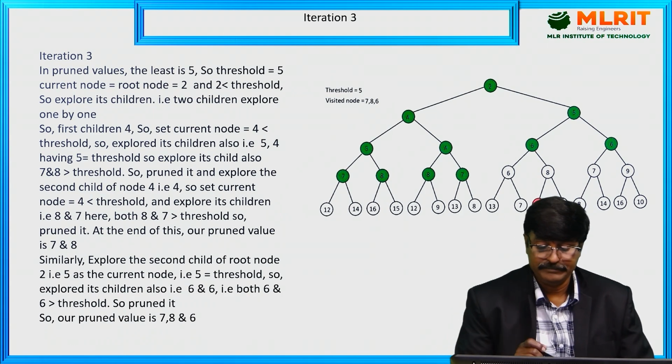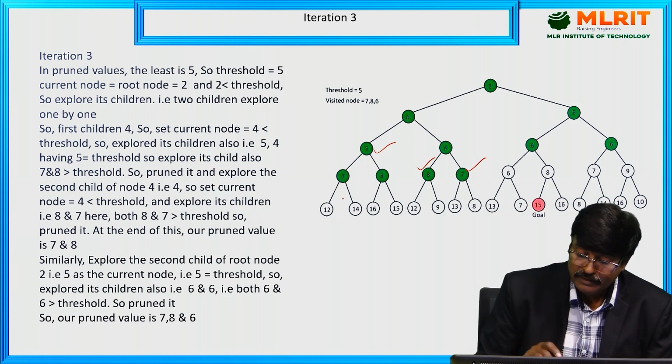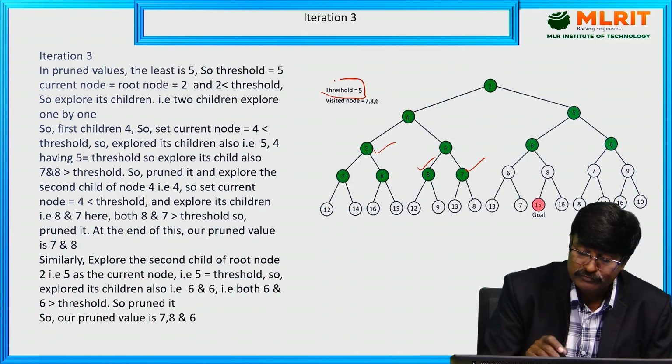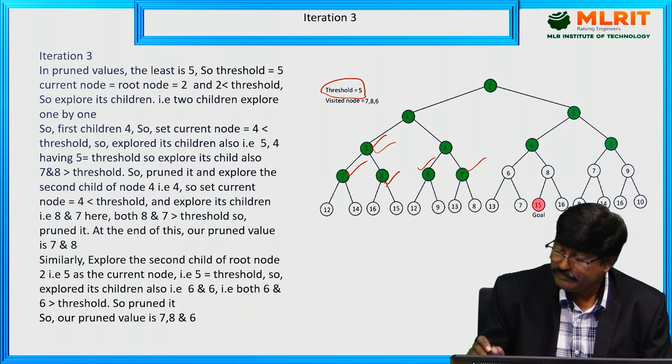Then iteration 3. In iteration 3, previously you visited these 3 nodes, and you keep them in pruned. Out of these, whichever is the least, you keep as the threshold value. So 5 is the least one, so you keep 5 as the threshold value. Then based on 5, you expand further. When expanding for 5, you visit the 7th node and 8th node. Previously you already pruned this, and here also 5 is there.